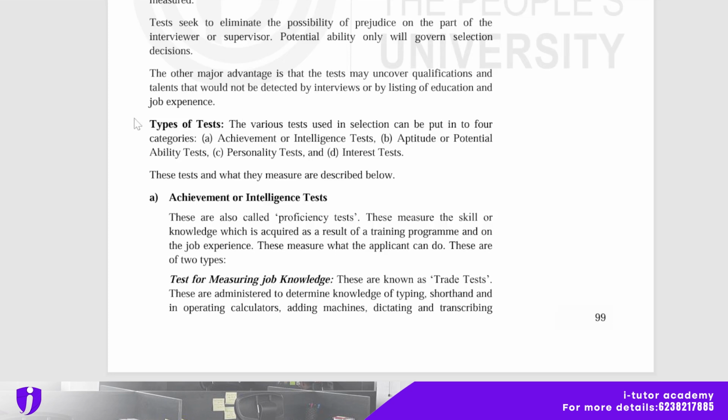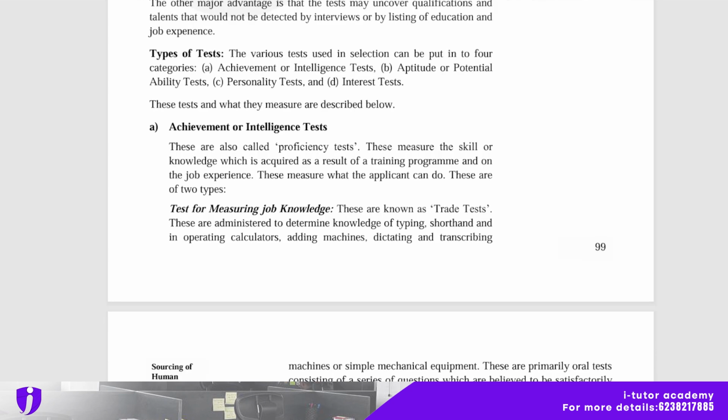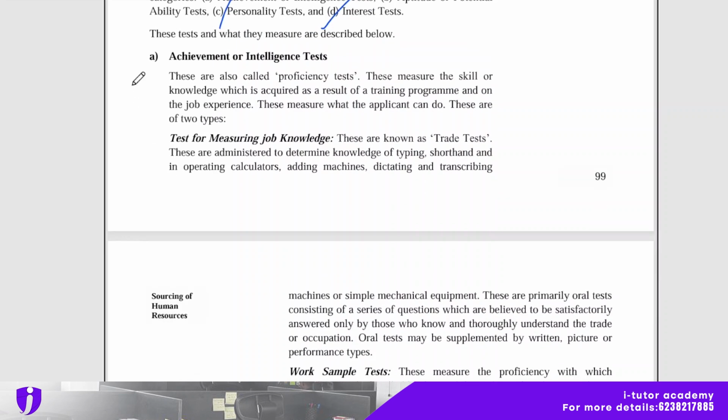So what are the types of tests? The various tests used in selection can be put into four categories. The first one is achievement or intelligence test. Second is aptitude or potential ability test, and the third one is personality test. Last is the interest test. These tests and what they measure are described below.